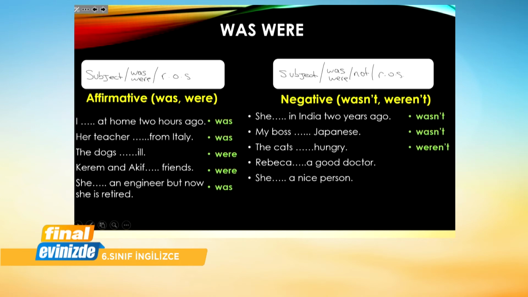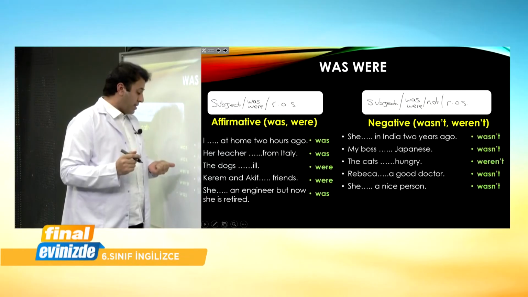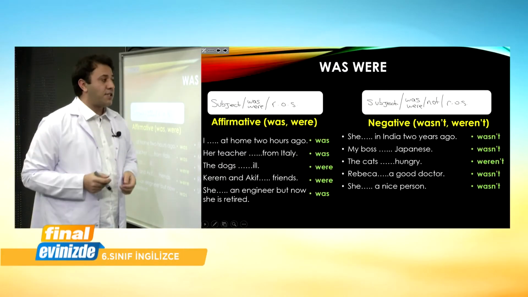Rebecca is singular. We are going to use wasn't. She, yes, wasn't a nice person. Let me read for you. She wasn't in India 2 years ago. My boss wasn't Japanese. The cats weren't hungry. Rebecca wasn't a good doctor. And last, she wasn't a nice person.